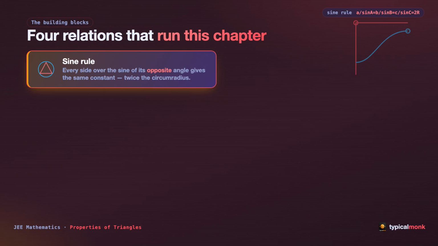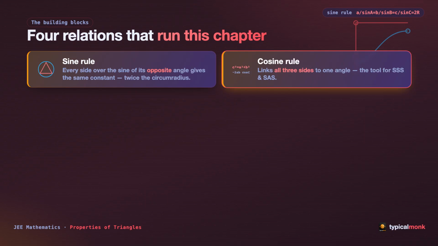Let us meet the 4 ideas that carry this entire chapter. First, the sine rule. Every side divided by the sine of the angle directly opposite it gives the exact same number, twice the circumradius. Change the side, change the angle with it, and the ratio never moves. Second, the cosine rule. It links all 3 sides to one angle at once, which makes it the only rule that works when you are given 3 sides and asked for an angle.